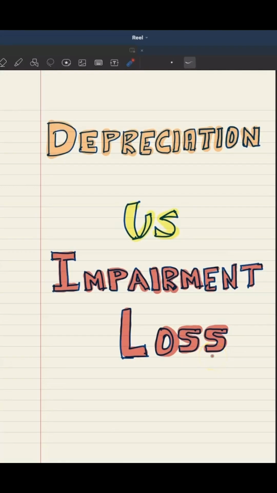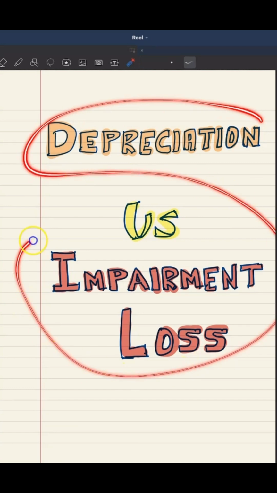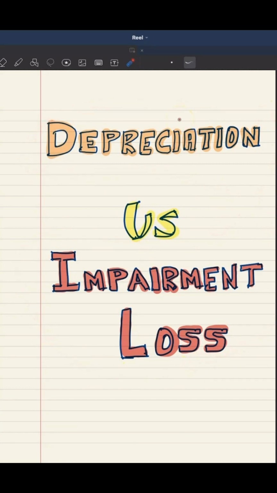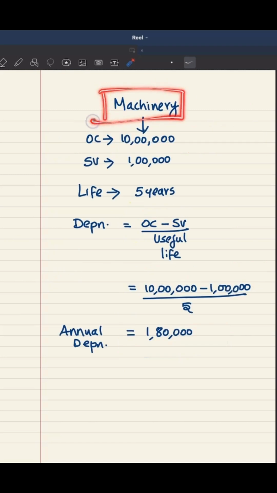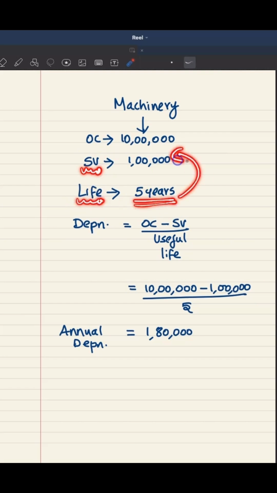This is going to be a very interesting session because you are going to understand the difference between depreciation and impairment loss. Let's get started. Imagine a company is purchasing a machinery. The original cost is 10 lakhs. Expected salvage value at the end of its useful life of 5 years is 1 lakh.